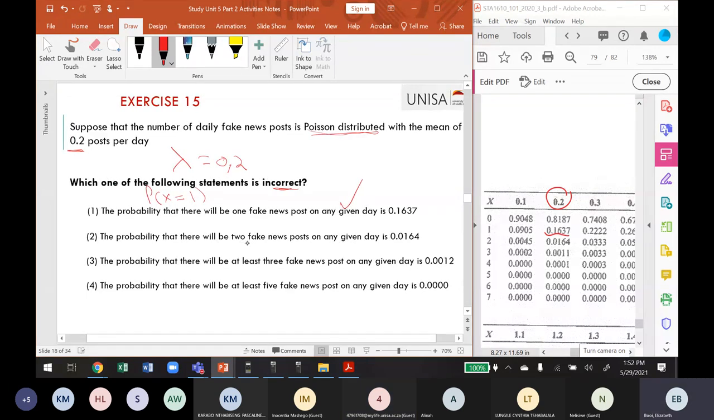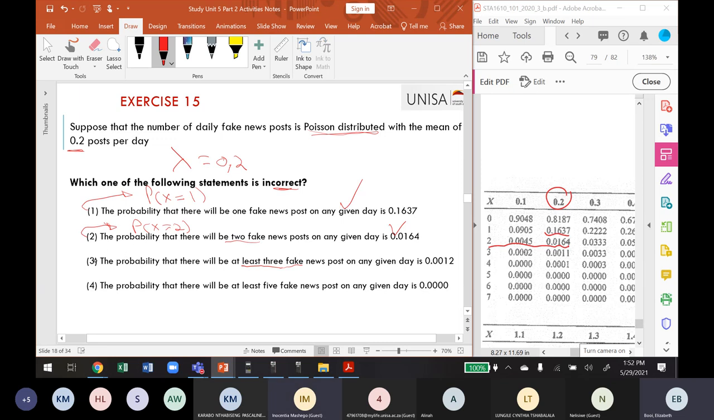Number 2, the probability that there will be 2 fake news. So what are we looking for here? X is equal to 2. So where X is equal to 2, is that correct? Yes. Correct. That is correct, because where X is equal to 2, it's 0.0164.